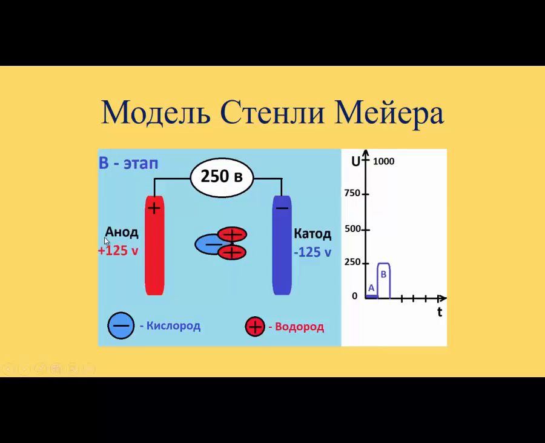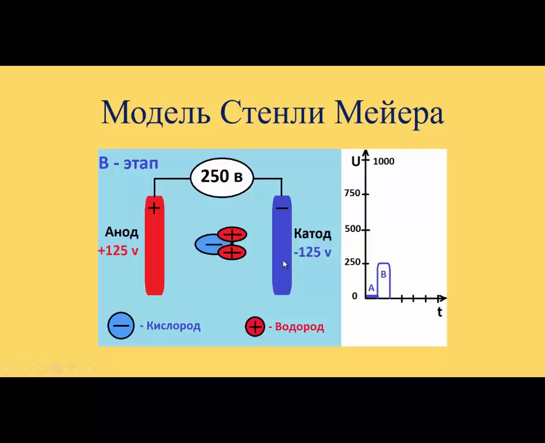On the capacitor plates, 250 volts are supplied. On the anode plus, it turns out plus 125 volts. On the cathode minus, it turns out minus 125 volts. And we see in the figure that the water molecule is stretched: negatively charged oxygen is attracted to the anode, and positively charged hydrogen is attracted to the cathode.